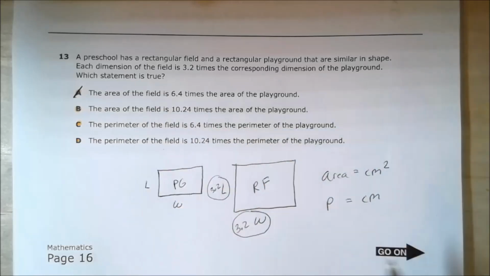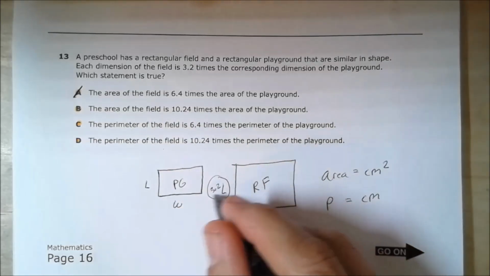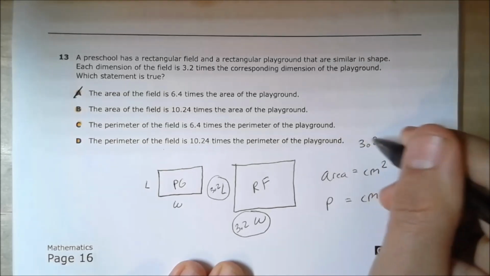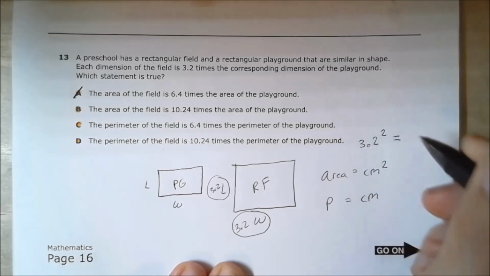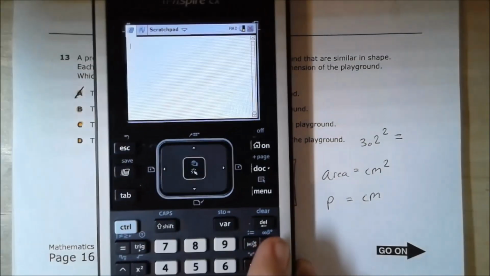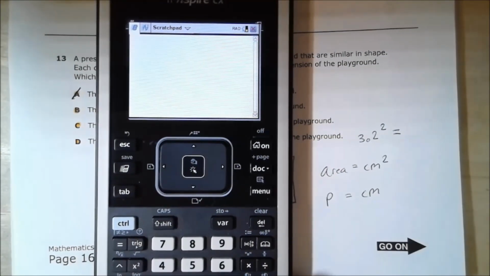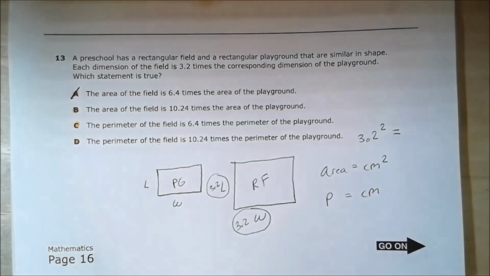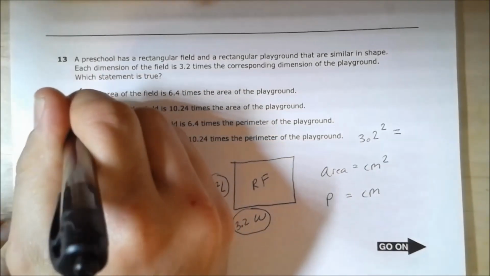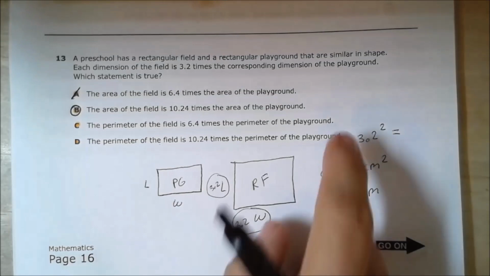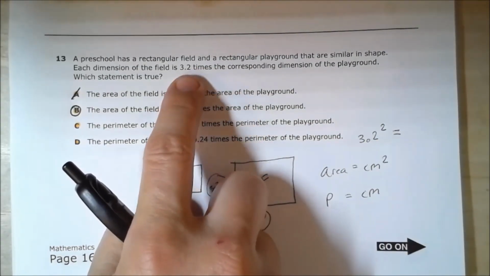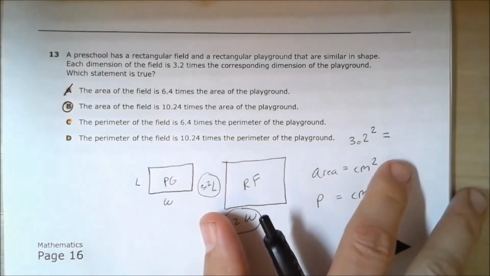It says the area of the field is 10.24 times the area of the playground. Okay, well on that one, let's see. If we took 3.2 that we have here, because we say it's 3.2 times bigger, and we are finding area, if we did 3.2 squared, what would that give us? Let's try it. Let's do 3.2 squared, and it gives us 10.24. So B is the correct answer. Area is found by squaring any number, and if it's 3.2 times larger, then we'd have to square that number, and it would give us 10.24.